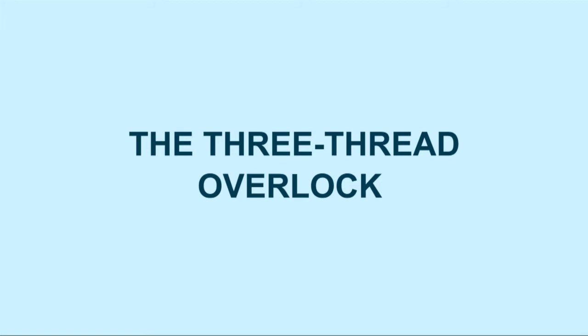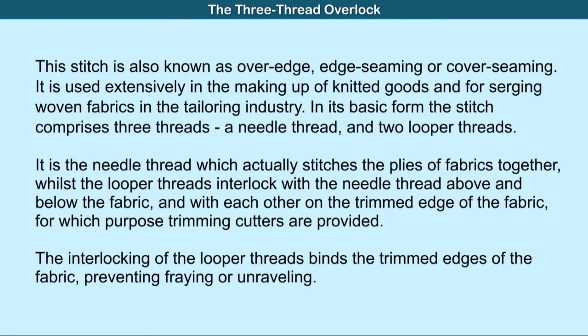The three-thread overlock. This stitch is also known as over edge, oblique edge seaming or cover seaming. It is used extensively in the making up of knitted goods and for serging woven fabrics in the garment industry.